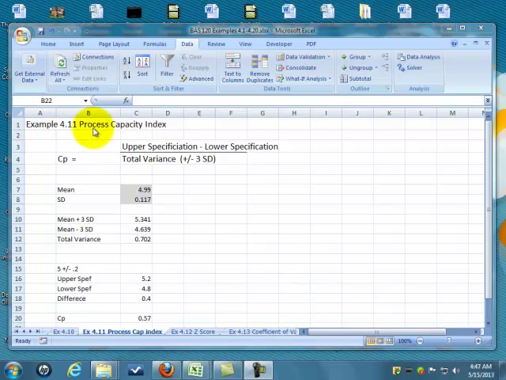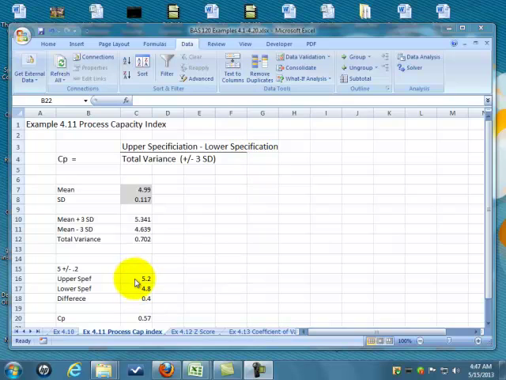We're going to go through what's called a process capability index, example 4.11. This is used in businesses to see, if I have a production run and I want to keep them within certain quality controls, this tells me what's going on with that. I can take an upper limit and my lower limit per specification.